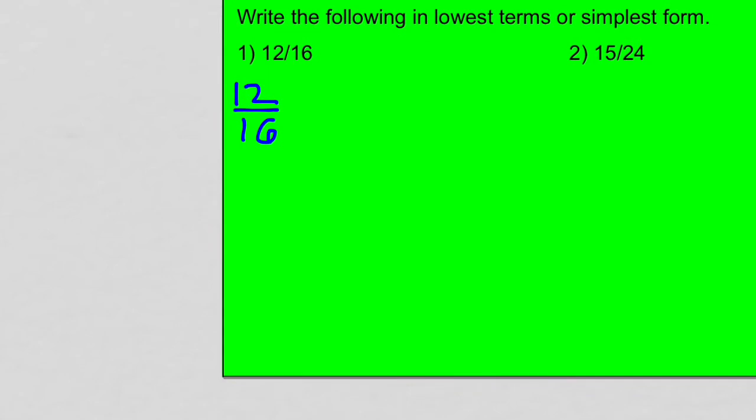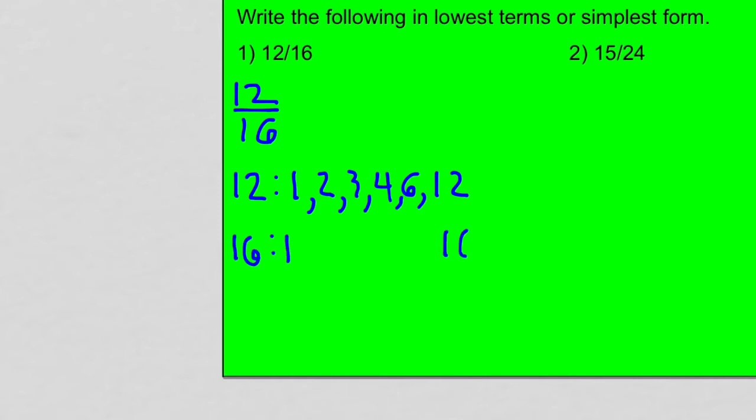So what I had the kids do first is I had them relate this to the idea of factors and divisibility. I wanted them to list all the factors for 12, all the numbers that multiply to 12. Well, we know 1 times 12. We know 2 times 6. And we know 3 times 4. And then for 16, we know 1 times 16. We know 2 times 8. And we know 4 times 4.